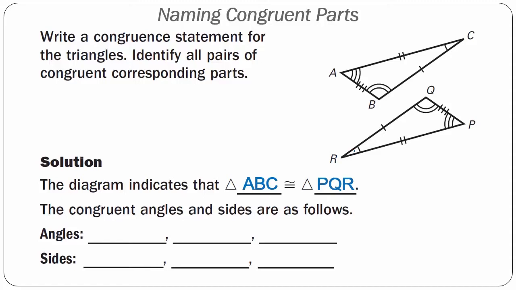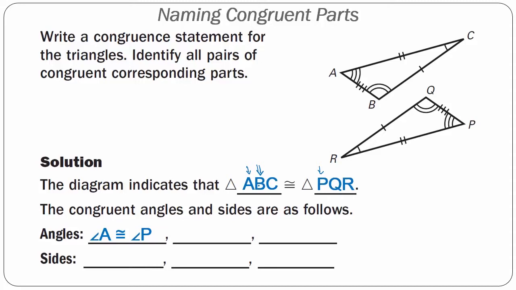Now let's look at congruent angles and sides. Angles are easy. For starters, angle A, which is in the first position of our triangle ABC, is congruent to angle P, which is also in the first position in triangle PQR. So we can say angle A is congruent to angle P.